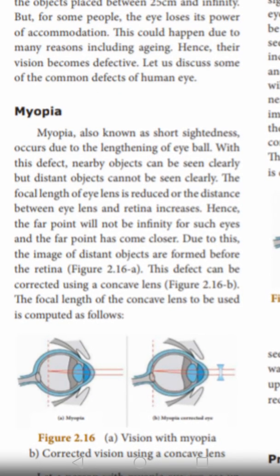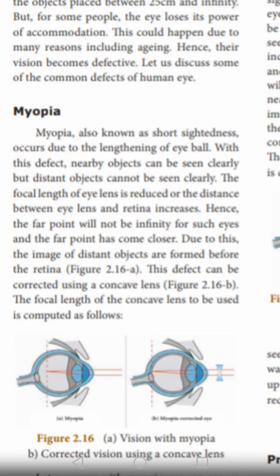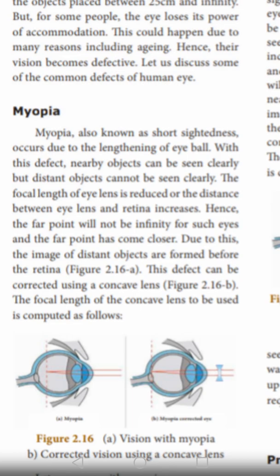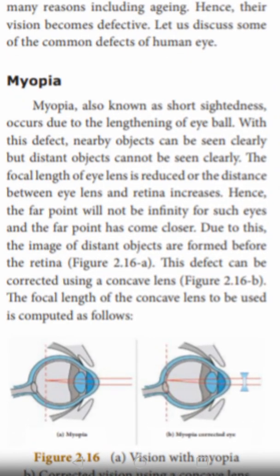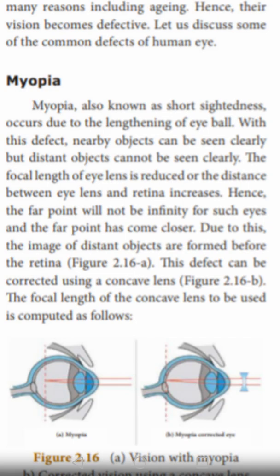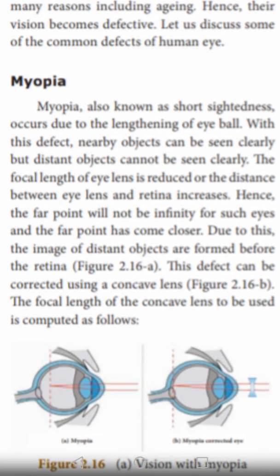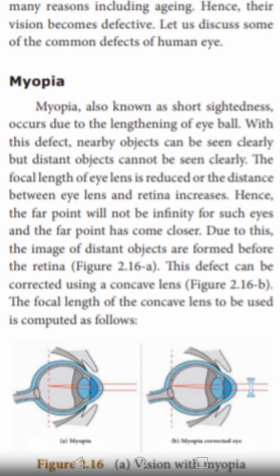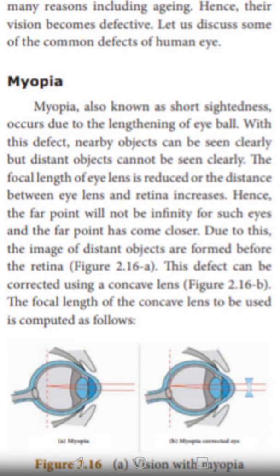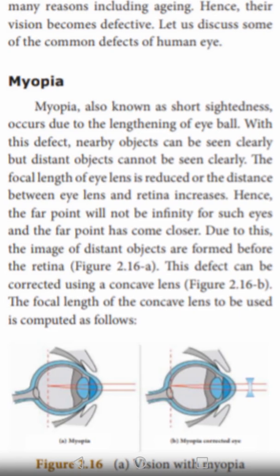So the focal length of the eye lens is reduced, or the distance between the eye lens and retina increases. Hence the far point will not be at infinity for such eyes, and the far point has come closer. Due to this, the image of a distant object is formed before the retina. This defect can be corrected using a concave lens. So short-sightedness is cured by concave lenses.